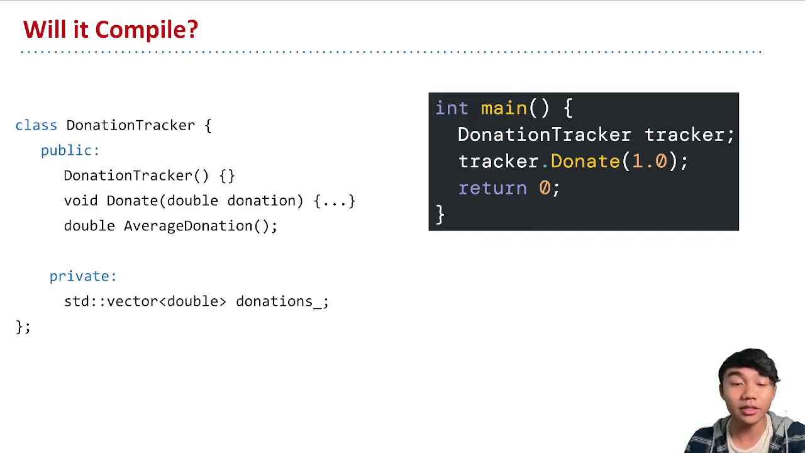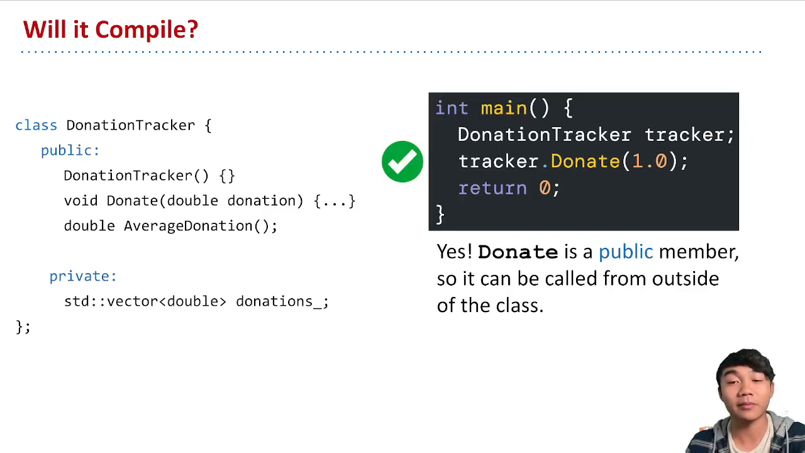So notice that this code is written within the main function, which is outside of the class. That means that from here, we can only access the public members of the class. The very first line here, donation tracker, calls the default constructor. This is the syntax to call the default constructor, which is the very first member function in the public section of the donation tracker class. So that's fine. The second line of code uses dot notation, and we're making a call to the donate function. The donate function is also in the public section of the donation tracker class. So this compiles just fine. We can access public members from within the main function.